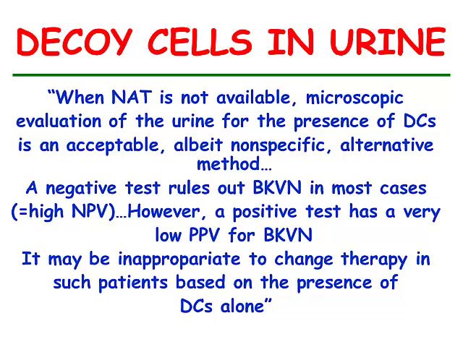When testing the viremia is not available, microscopic evaluation of the urine for the presence of decoy cells is an acceptable, albeit non-specific, alternative method. A negative test rules out BKV in most cases, which means that this test has a high negative predictive value. However, a positive test has a very low positive predictive value for BKV nephropathy. It may be inappropriate to change therapy in such patients based on the presence of decoy cells. So they suggest first test viremia, and if you cannot do that, go through the urine sediment examination.